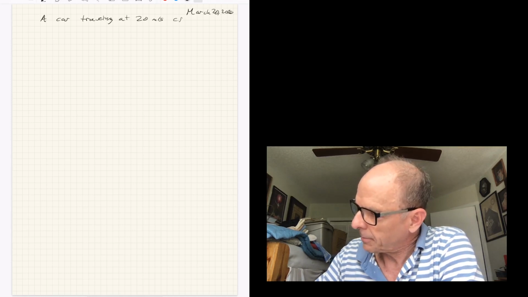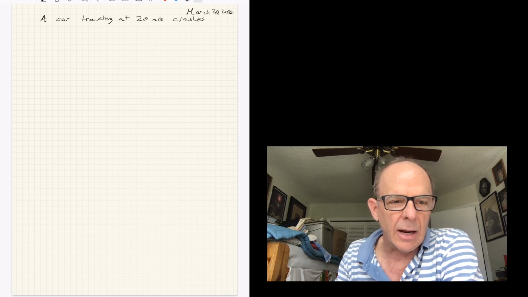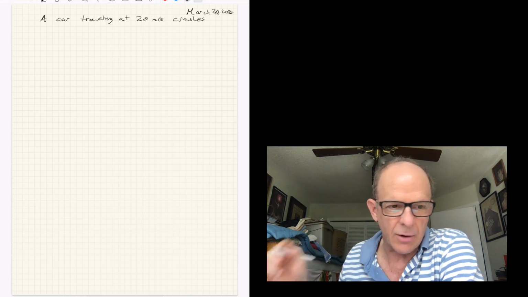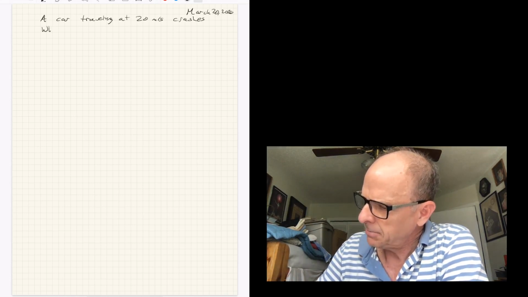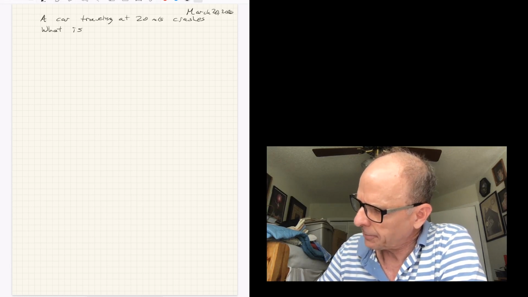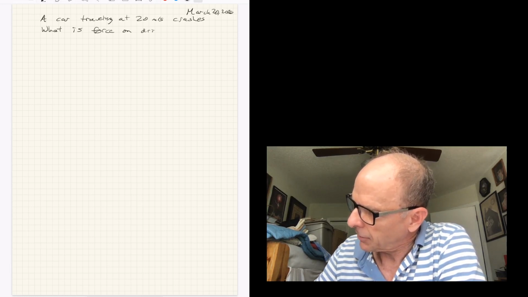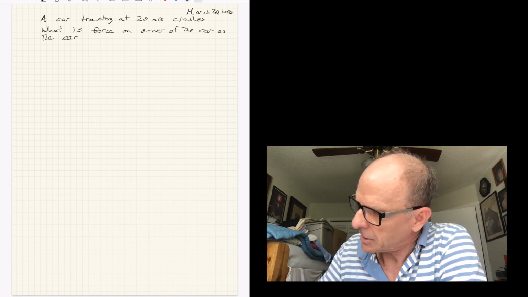Crashes into a bridge abutment, and we're asked to estimate the force on the driver if the driver is stopped by, so let me write this out. What is the force on the driver of the car as the car comes to a stop?